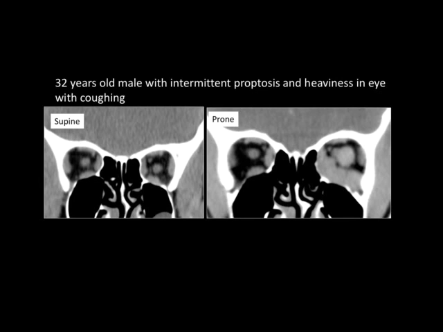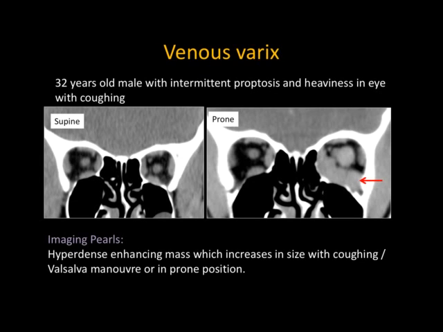So you don't say varix for any case, okay? For varix, they will provide you with prone images. When we did the prone scan, you see how it looked almost normal on supine. And in prone, there was filling up and his entire eye had become red. So this is venous varix, okay? The patient will say swelling comes and goes, increases with coughing. This is venous varix.